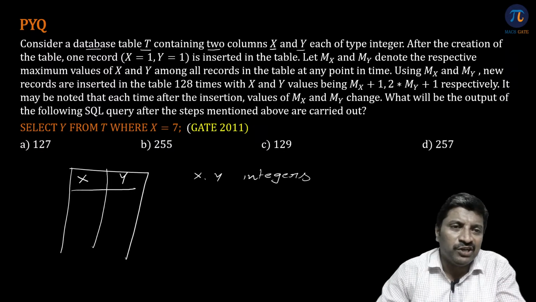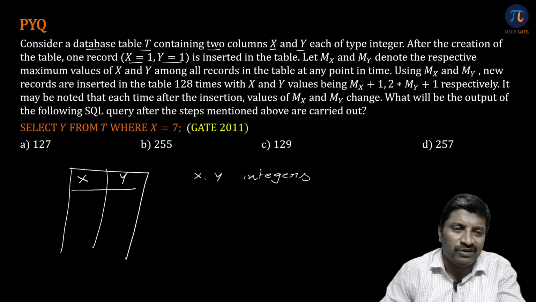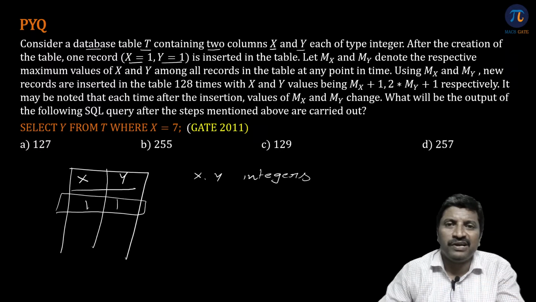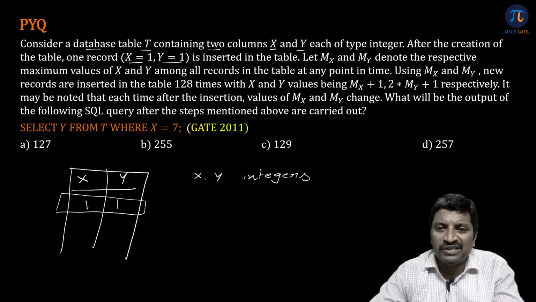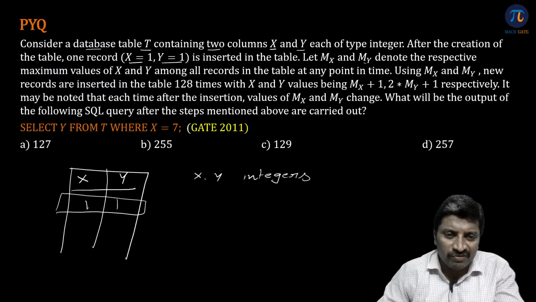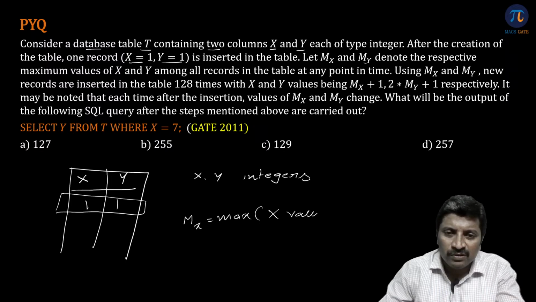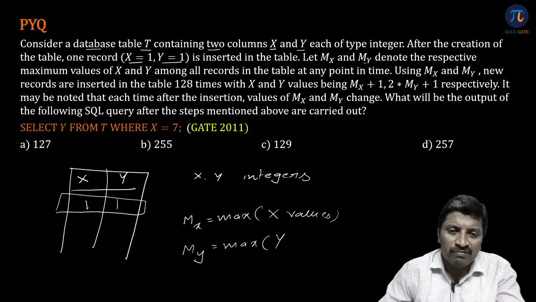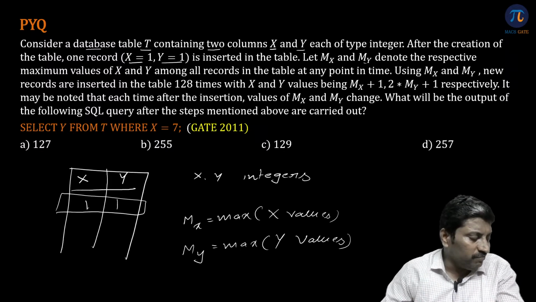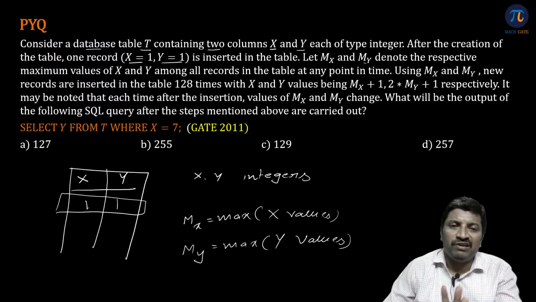After the creation of the table, one record is inserted: X equal to 1, Y equal to 1. Fine. Then let Mx, My be the respective maximum values. Mx is the maximum of the X values, and My is the maximum of the Y values.